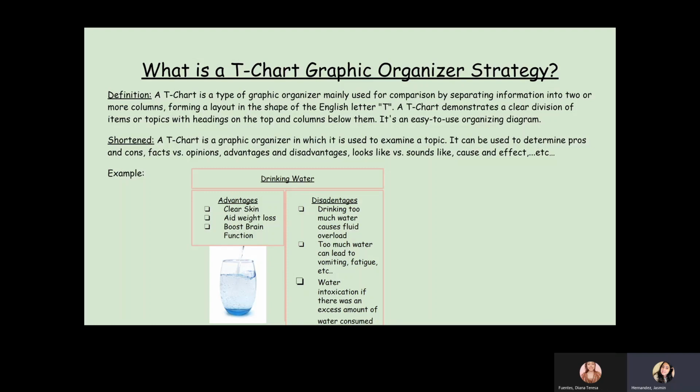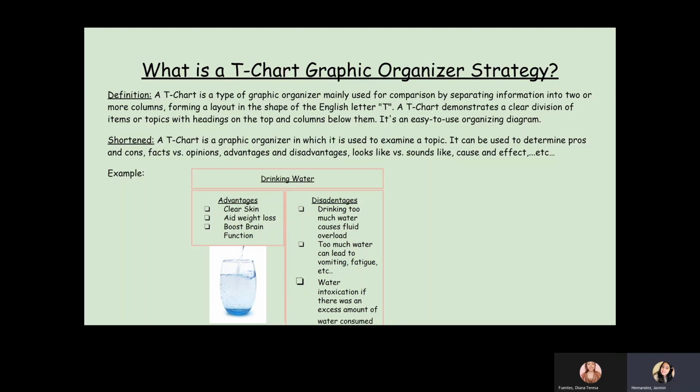A shortened definition: a T-chart is a graphic organizer which is used to examine a topic. It can be used to determine pros and cons, facts versus opinions, advantages and disadvantages, looks like versus sounds like, cause and effects, and etc.